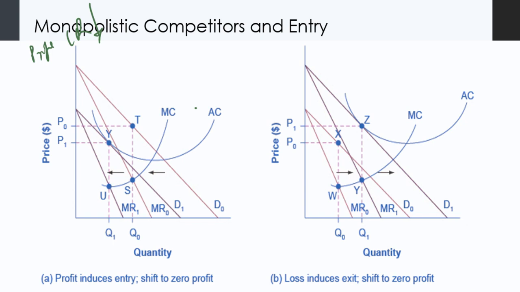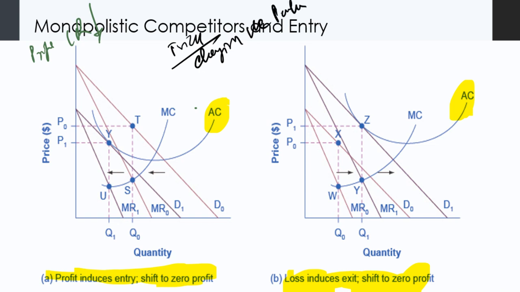As you can see, profit in the first case induces entry in the industry, shifting to zero profit, and loss induces exit and shifts to zero profit. So here the only change is that this curve is a little bit higher. The rest of the steps are the same, so the AC curve is doing the trick. The trick of the diagram is changing the position of the AC curve.